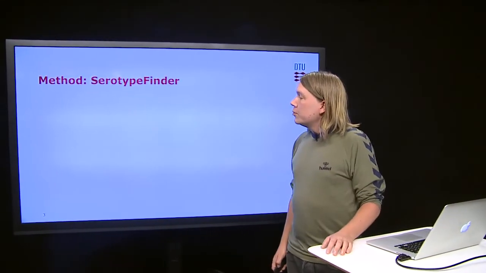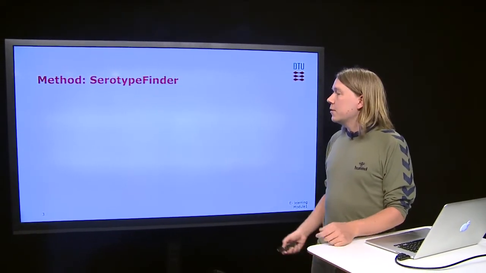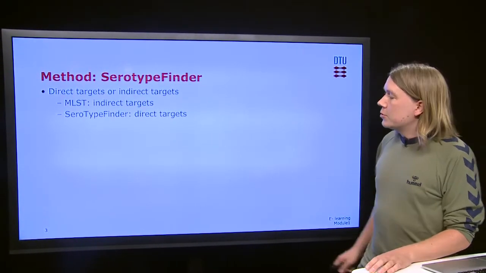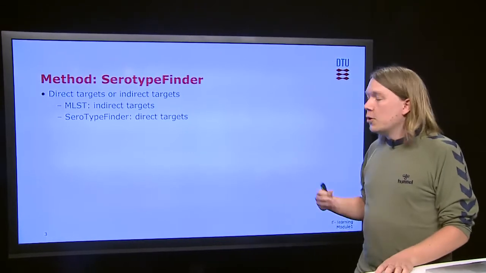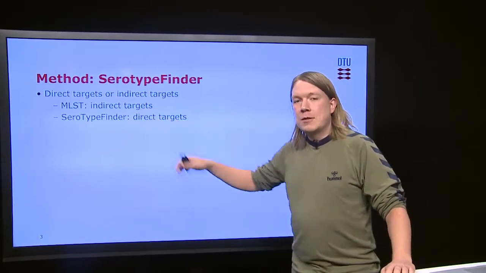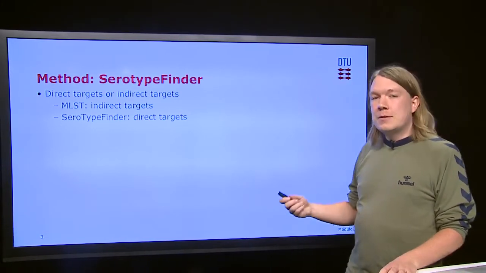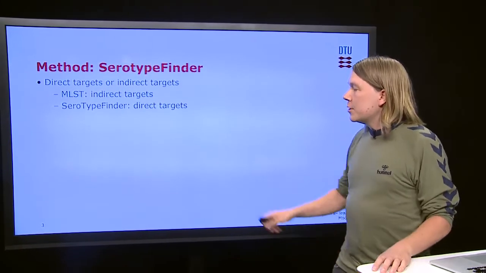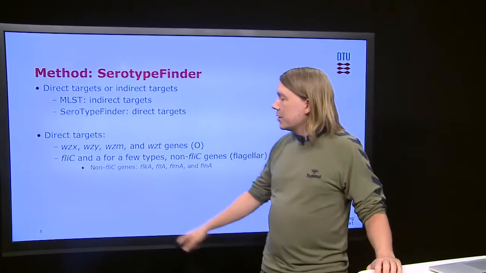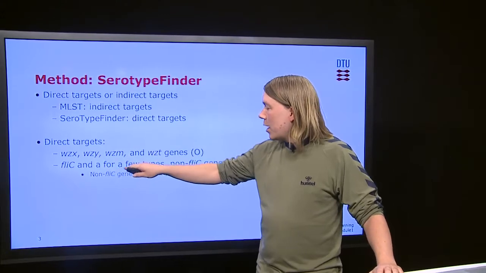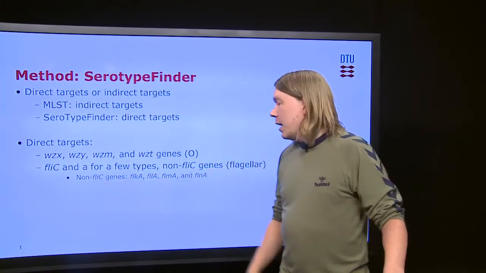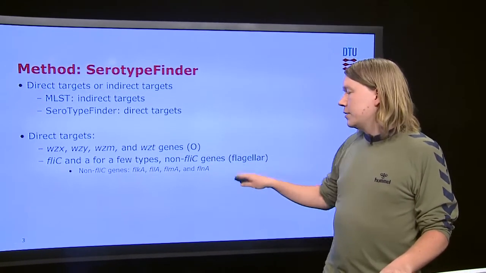Now, when we do serotyping using whole genome sequencing data or sequence data in general, we can employ two different strategies. We can either use direct targets, where we are trying to locate the genes that are actually encoding the phenotype, or we can look for indirect targets, which are markers that we expect will follow the serotype. SerotypeFinder is using direct targets. Specifically, it's using the wzx, wzy, wzm, and wzt genes for the O type, and then it mainly uses the fliC gene, and for a few types, it uses non-fliC genes listed here.